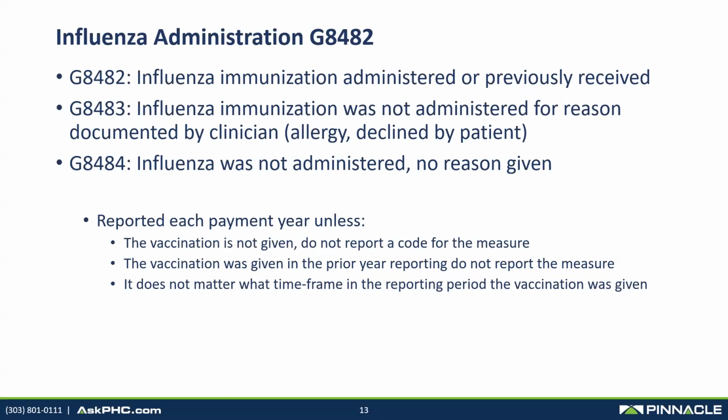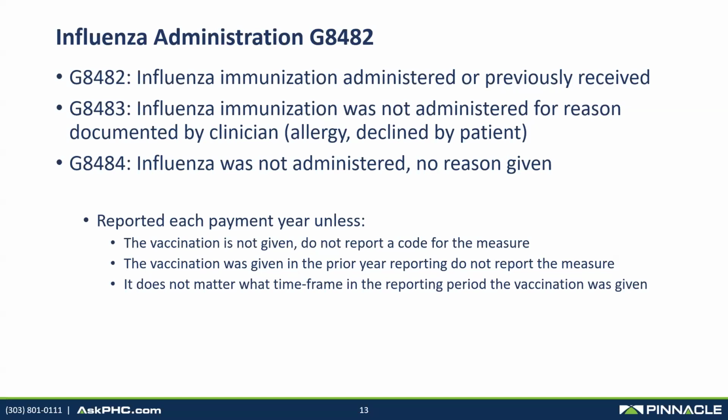G8483 is an influenza immunization that was not administered. This has to be documented in the medical record by the clinician, and it has to note that the patient was allergic to the influenza, or the patient just declined the influenza administration. And then we have another, G8484. And this is the influenza was not administered at any time during the reporting year, and there was absolutely no reason given as to why the patient did not receive it.